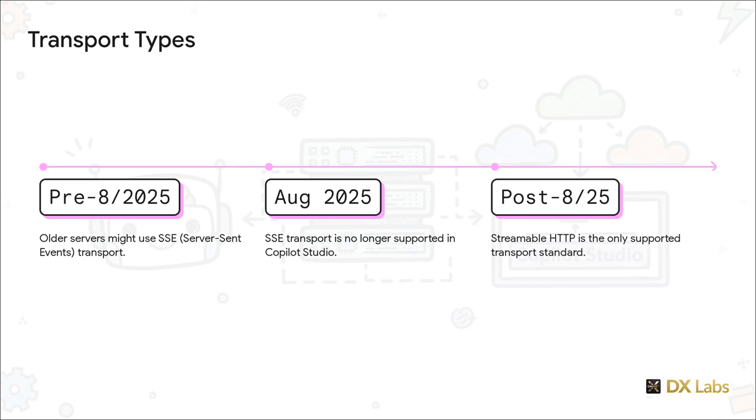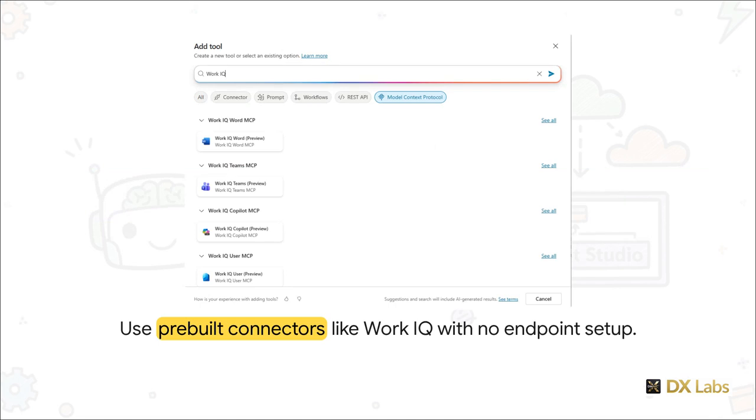If you try to connect an agent to an older server that's still using SSE, the connection is going to flat out fail, and you'll literally have to coordinate with your server owner to migrate to streamable HTTP first. Now, this manual configuration is absolutely critical for custom servers, but what if you just want to connect to an existing Microsoft service? Well, for a lot of standard Microsoft services, you can actually skip the manual setup entirely by just using the pre-built Microsoft catalog.